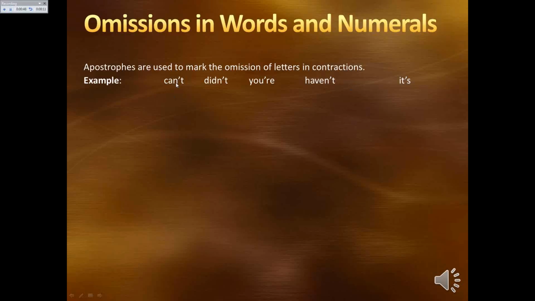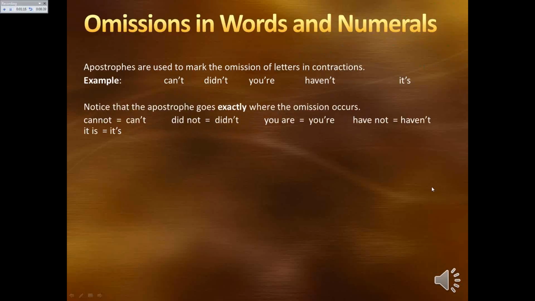But look here. Cannot. So what's missing here is an N and an O. So it's to mark the omission of letters, whether it's just one letter here, O, or whether it's two letters, N-O, here. The apostrophe still shows omission of letters. And notice that the apostrophe goes exactly where the omission occurs.